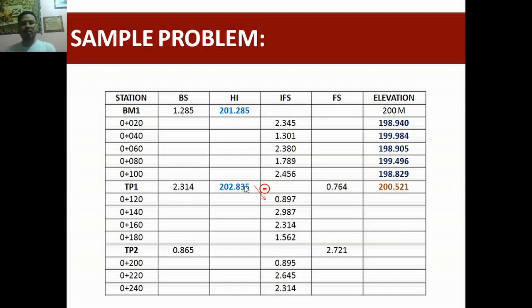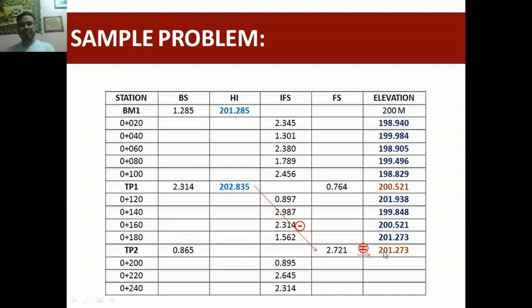Height of instrument minus intermediate foresight equals. Next, same height of instrument equals. Then same height of instrument minus intermediate foresight equals. Okay? Hopefully you have gotten the pattern. Next, height of instrument minus intermediate foresight for 180 equals. Then for turning point 2, same height of instrument minus foresight equals the elevation of turning point 2.